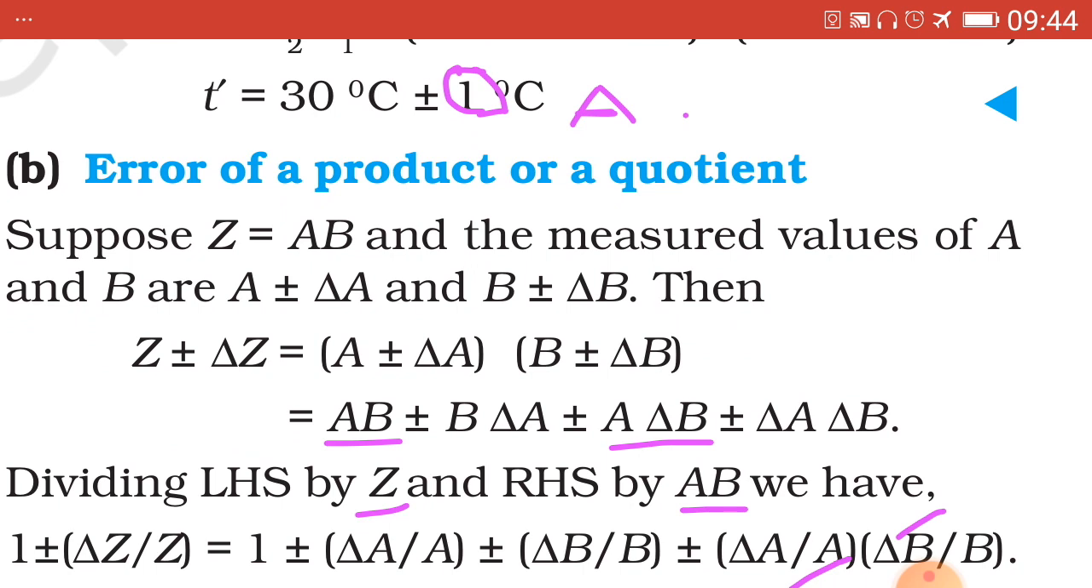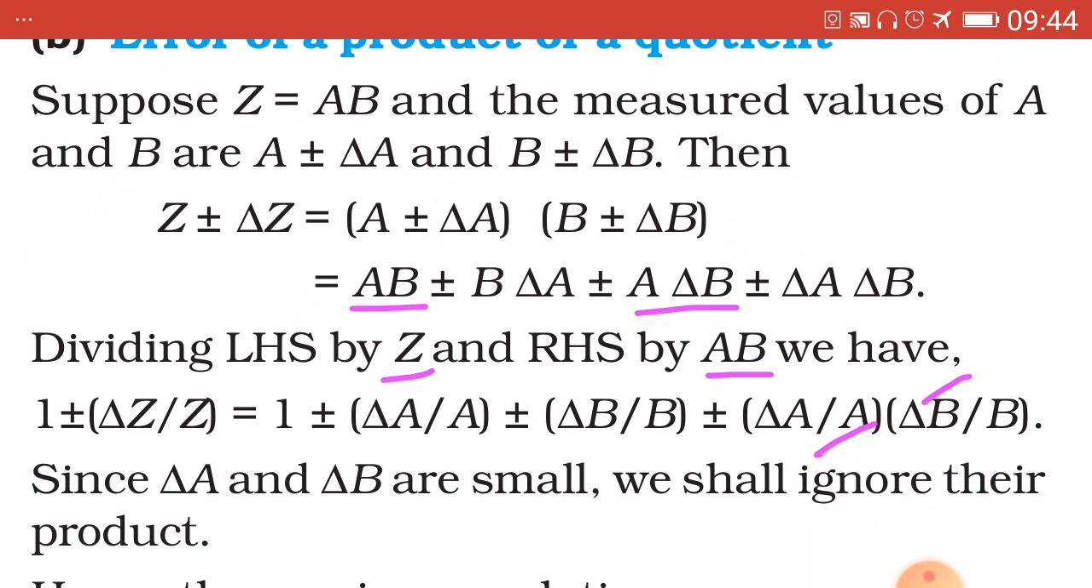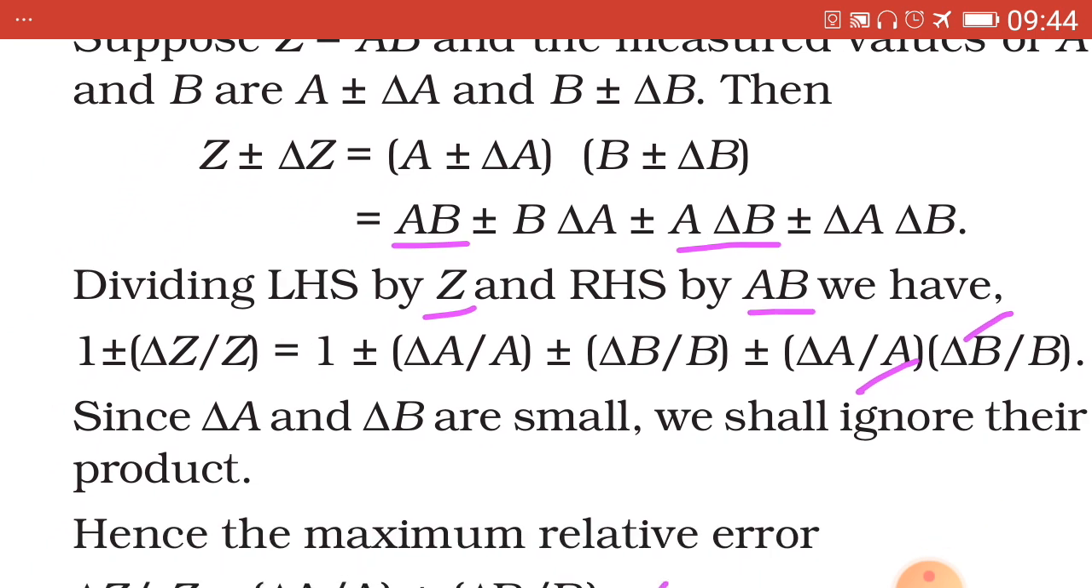Then Z plus minus delta Z equal to, the two measured values are multiplied and we get 4 terms, that is equal to AB, which has been underlined, plus minus A delta B. If you multiply in the same order, that is first and third term together and then second and fourth term together, in all you will get 4 terms like this. Now dividing LHS by Z and RHS by AB. LHS by Z, because that side is containing Z terms and RHS is containing AB terms.